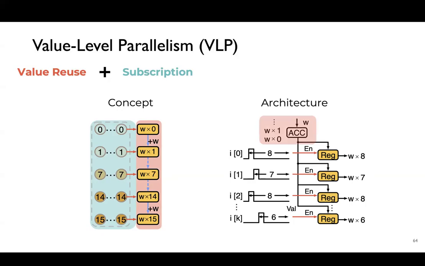Transforming this VLP concept into a concrete architecture: for implementing value reuse, instead of a hardware multiplier, we use an accumulator to transform multiplication into accumulations. And for implementing subscription, we convert all the elements in the input vector into a temporal-coded bit stream and use it as an enable signal to update the product register.